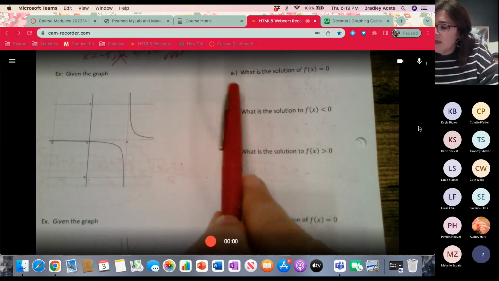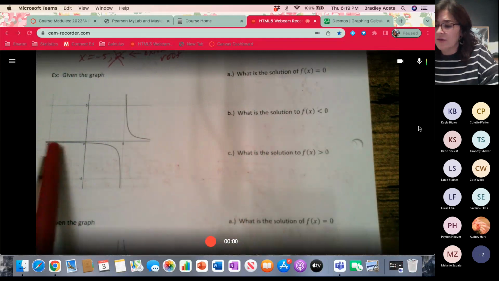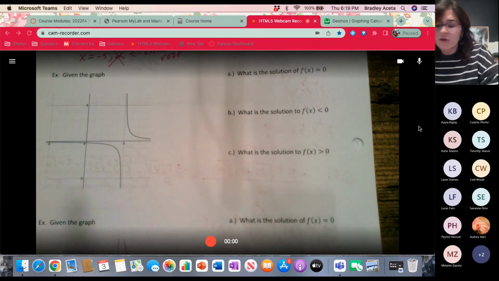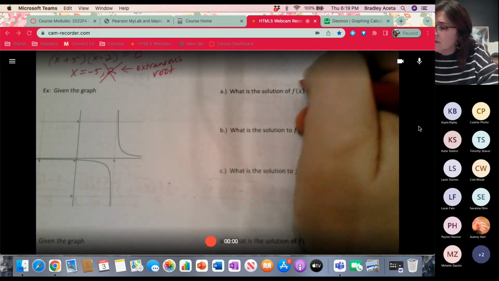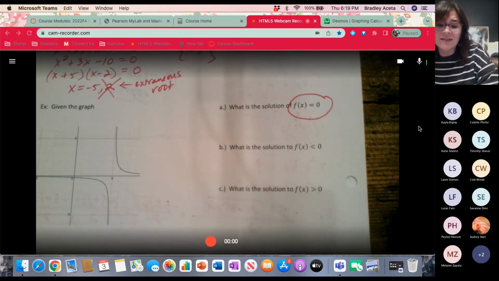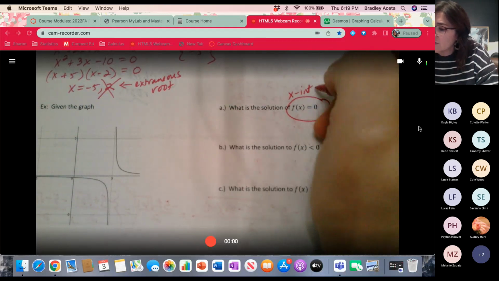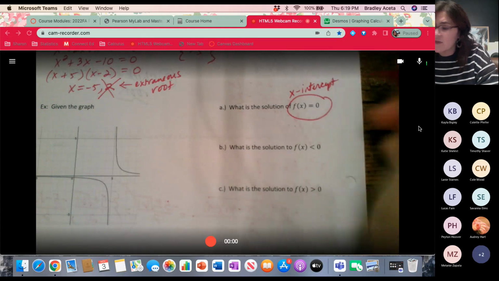So if they ask you, what is the solution to f of x equals 0, and they give you a picture, here's really what they're asking. F of x equals 0 is really the y equals 0 line, or the x-axis. They're just asking you, hey, where does it intercept the x? What's the x-intercepts?